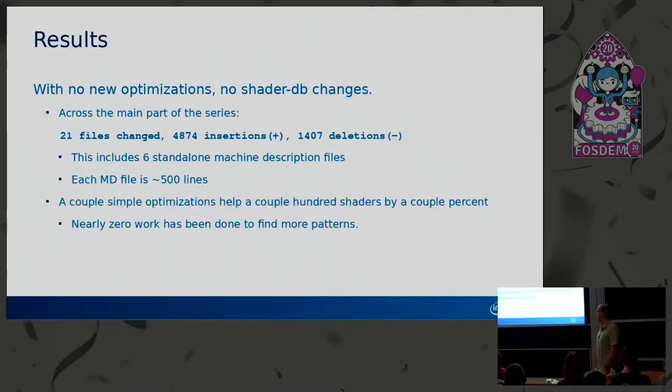And then towards the end of the project, I added a couple really simple optimizations that would have been a hassle to add in the hand-coded code generator, and those helped a few hundred shaders by a couple percent. But at this point, almost no work has been done on finding new optimization patterns and clever tricks. But I have a big list of things that I want to try. And just from having looked at lots of shader assembly over the years, I know there's a lot of stuff that we can do.